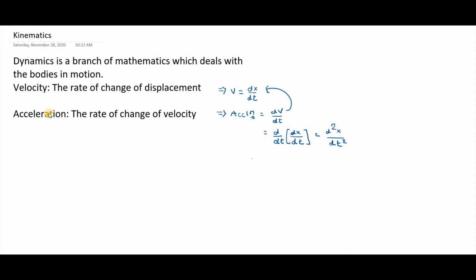Now similarly, acceleration can also be expressed with respect to x. dv by dt we can write as dv by dx into dx by dt. But what is the value of dx by dt? dx by dt is nothing but the velocity v. So we can write it as dv divided by dx into velocity v. So this is also acceleration.